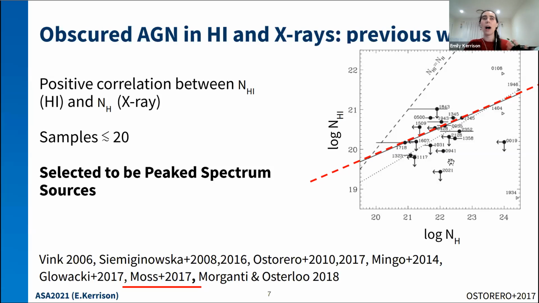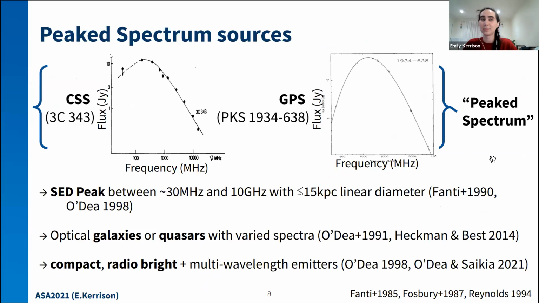But first, I just want to go over why these peak spectrum sources are so attractive for absorption studies. Historically, there were a number of different peak spectrum sources. There was the CSS category and the GPS category. But basically, these all amount to the same thing and they just exist along one spectrum. So now it's a lot more common to refer to them collectively as peak spectrum. And the name is quite unimaginative. It just means that the radio spectrum is peaked somewhere between about 30 megahertz and 10 gigahertz. And these sources are also quite small. They have a linear diameter of less than about 15 kiloparsecs. In terms of optical counterparts, these can either be galaxies or quasars, but the reason that they're so attractive for studies of absorption is that these are typically very compact and very radio bright, and they're also multi-wavelength emitters. So all of that just means that we're much more likely to see any H1 absorption if it's there to see.